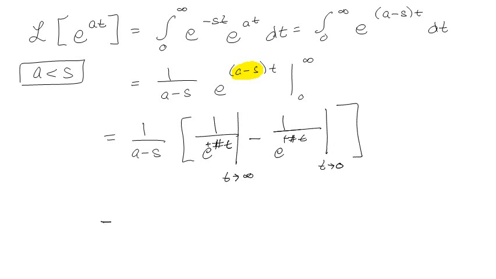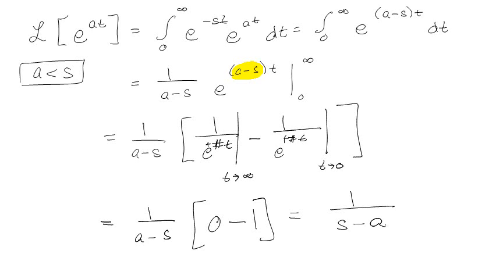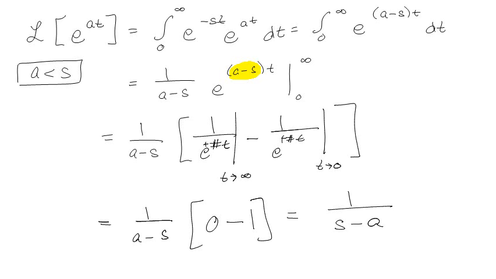Okay? So we have 1 over (a minus s). Now as t goes to infinity, we have 1 over a really, really big number, so that goes to 0. And then e to the 0 is 1, so 0 minus 1. So that gives us 1 over (s minus a). Okay, so that was a little weird on the notation just because I hate getting caught up in notation and not being able to actually do math.